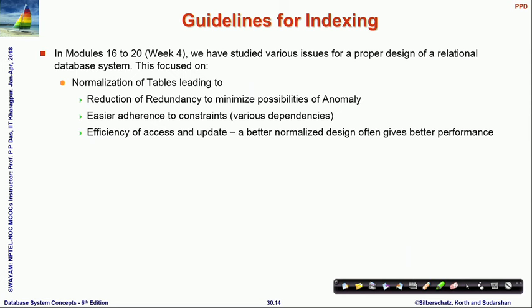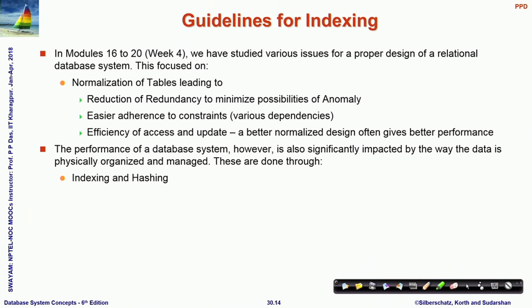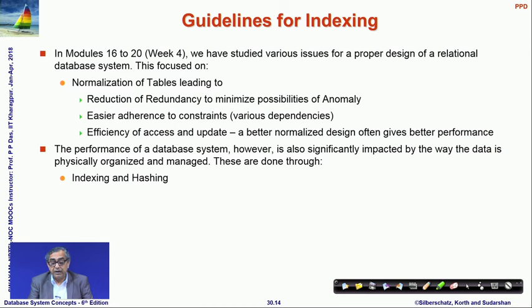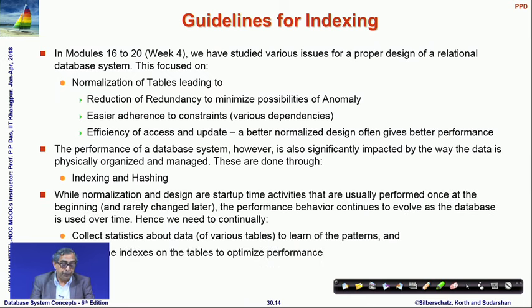For example, we are minimizing the requirement for computing joins and all those. So, those advantages we have seen, but the actual performance of a database system is significantly impacted by the way the physical data is organized and managed, which does not come across in terms of the logical design that we have seen. So, these are what are being achieved in terms of indexing and hashing. This is where we need to understand the actual boundary to the physical organization, and that is what we have been trying to do.